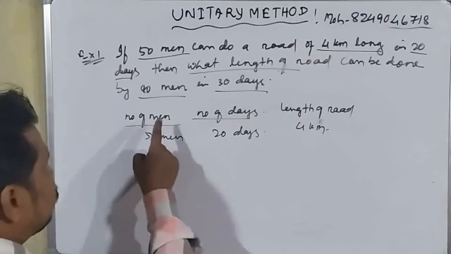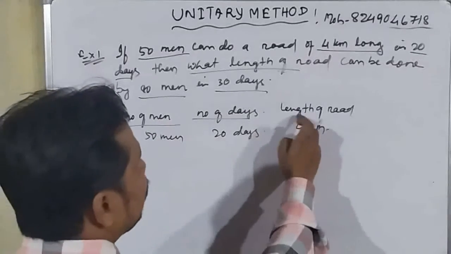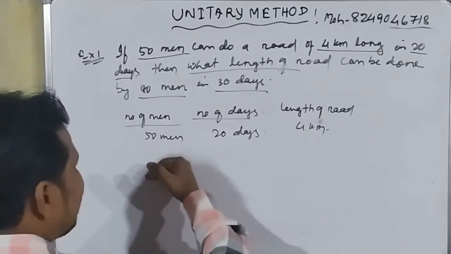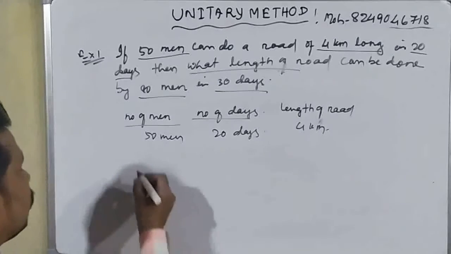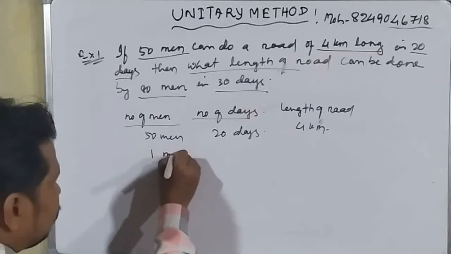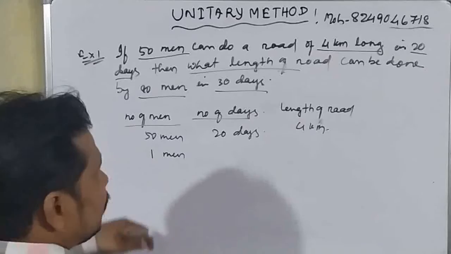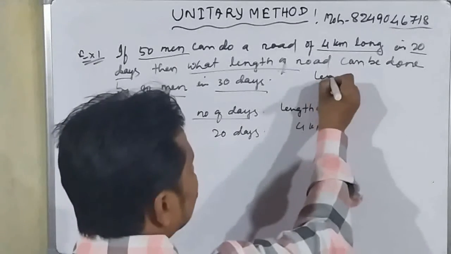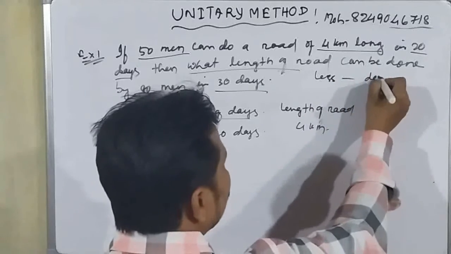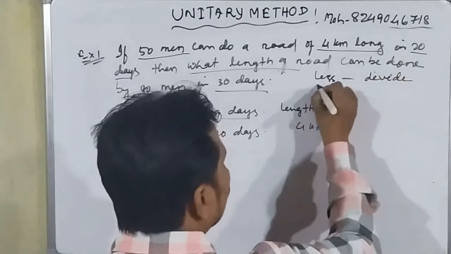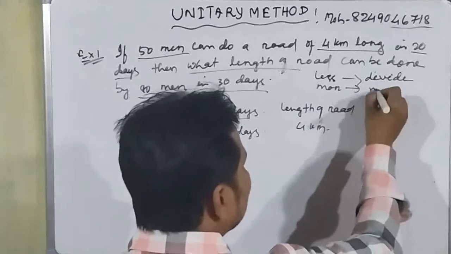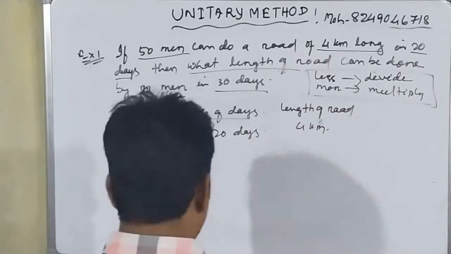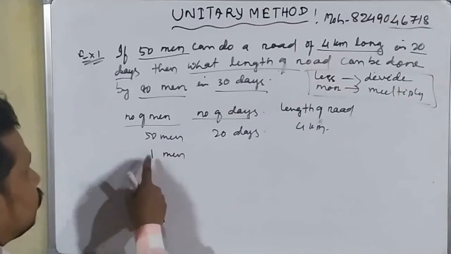First of all, we have to compare the number of men with the length of the road. So more men, more length of road, and less men, less length of road. So when we find out one man, definitely less men, less length of road. So for our problem, our formula is: for less we have to divide, and for more we have to multiply. This is our formula. We have to always use it.